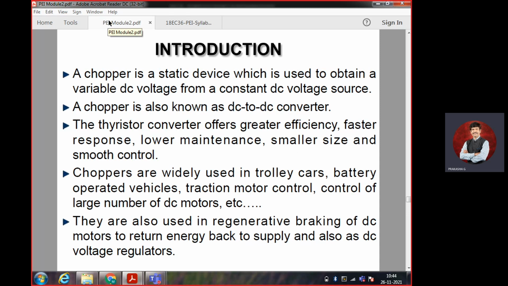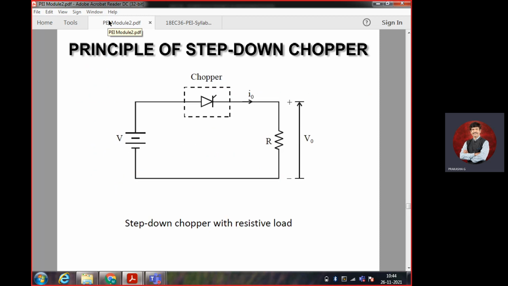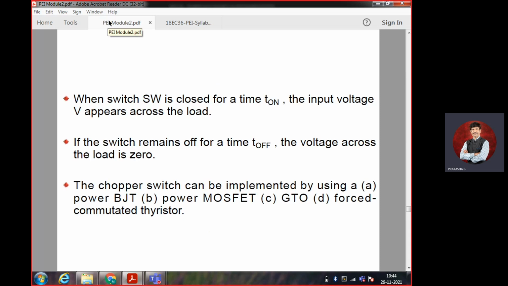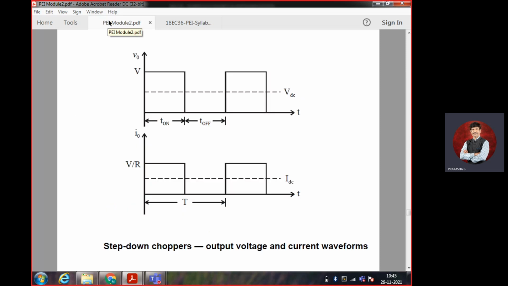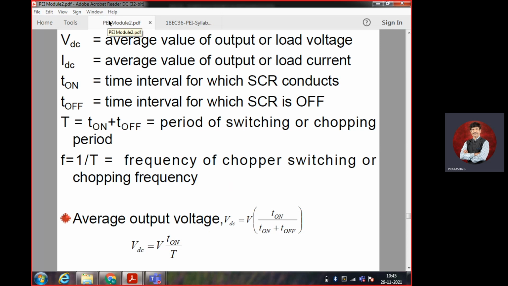Just I'll run through the slides. Any doubts? See here, they have used the thyristor, a chopper. When the switch is closed, T-on. They have told they can use MOSFET, they can use GTO, force commutated. VDC, IDC, T-on, T is equal to T-on plus T-off.